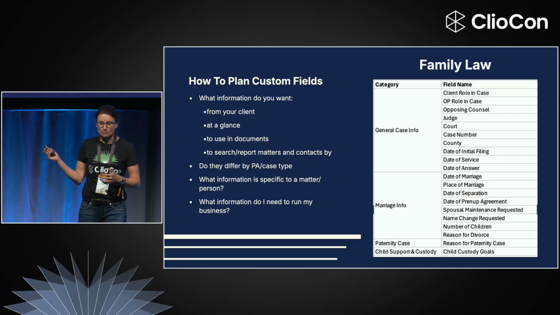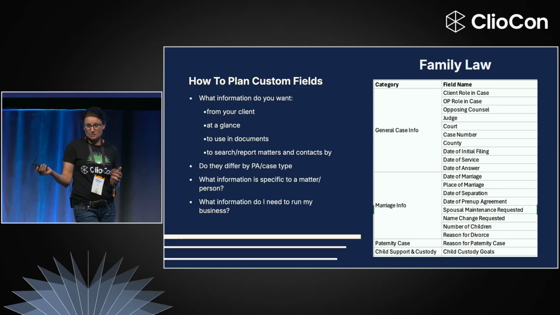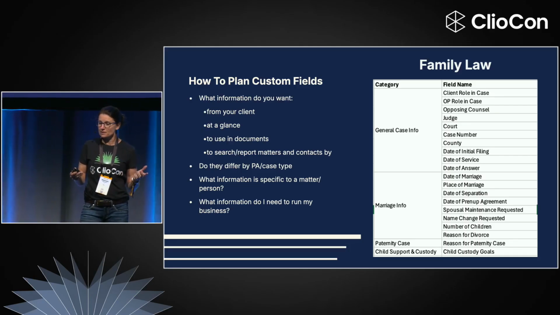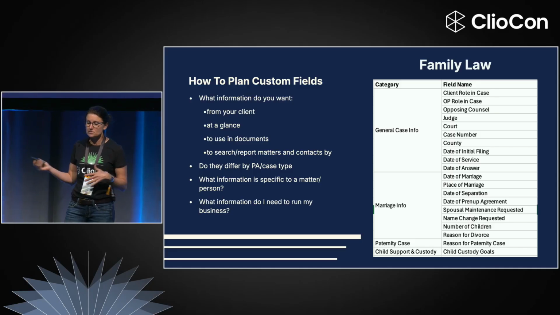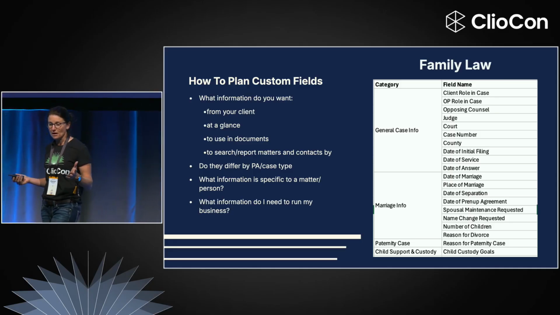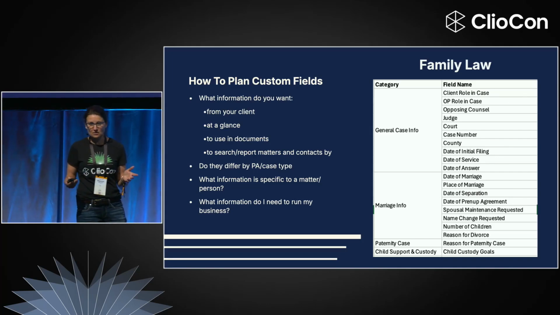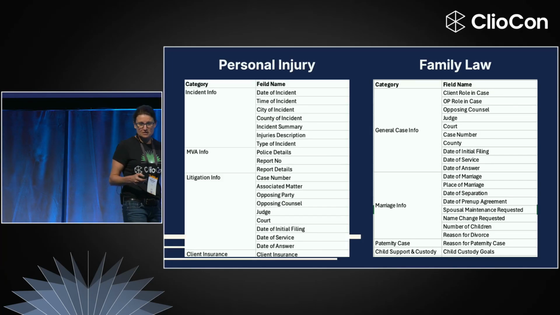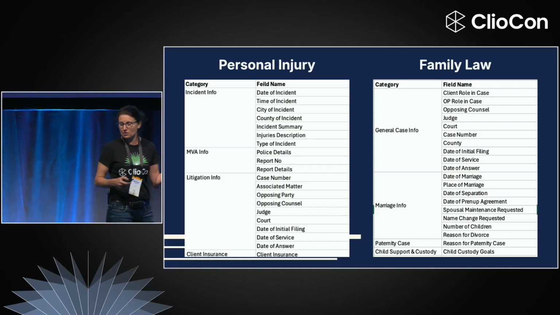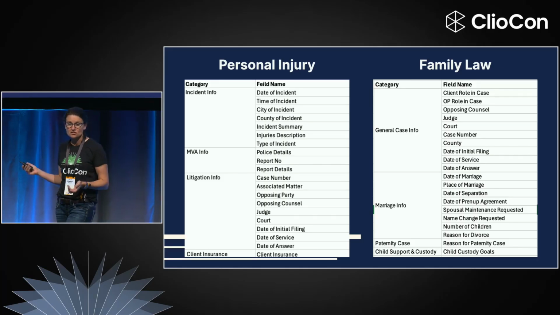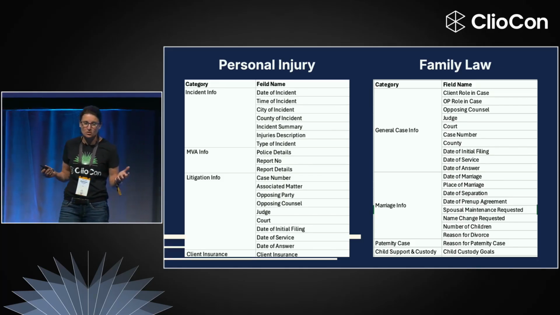So here we have an example for family, and we're looking at the custom fields that I might want to have for a divorce matter. So I'm tracking things like who is the opposing party, what is the marriage info, how many children are there, and what are their custody goals. And here's an example of what I may want to track on a personal injury matter. So things like incident info, client, defense insurance, police reports, all of those kinds of things.